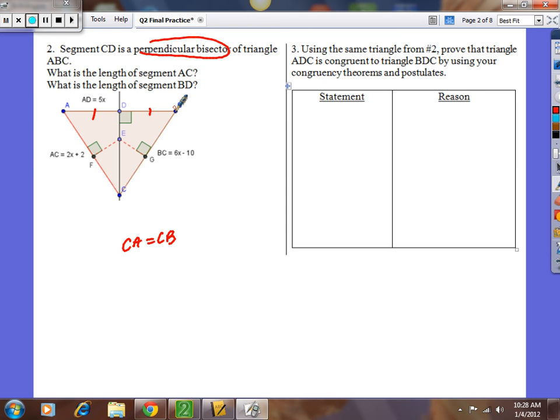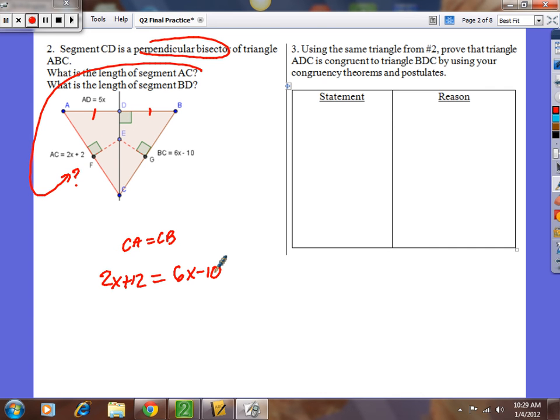Alright, so they want to know what is the length of AC. So they want this right here. And they've given us algebraically that AC equals 2x plus 12. So you're going to have to use algebra. You're going to have to set AC, which is 2x plus 12, equal to CB, which is 6x minus 10. Now, if I solve the algebra, I can find x. Let's see if we can figure out the value of x.